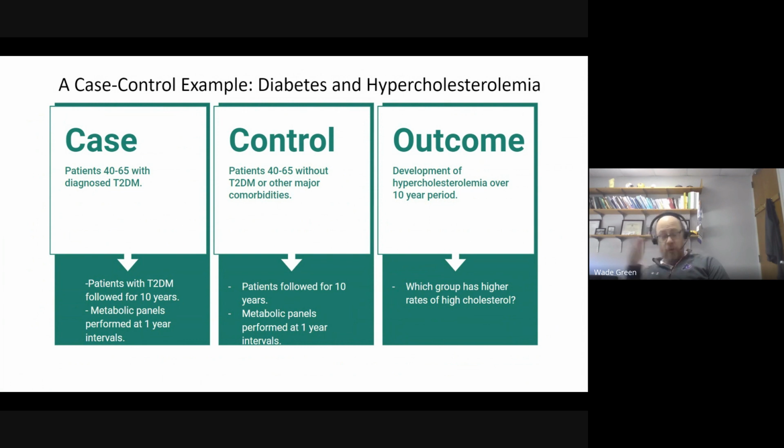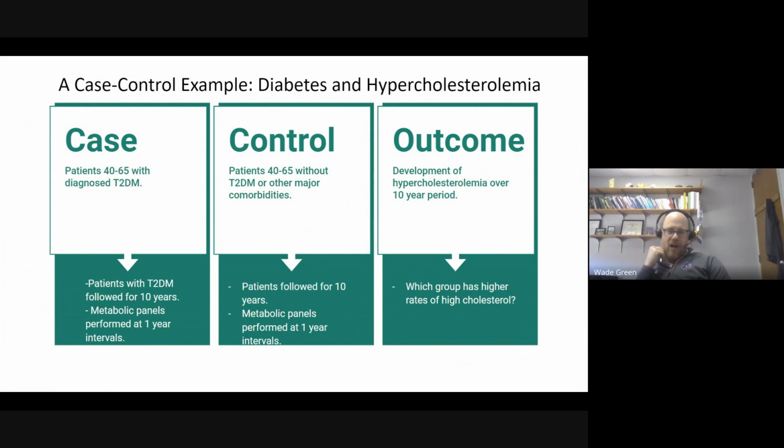This is a longitudinal study, obviously, and we're going to draw blood and do a metabolic panel every single year for 10 years, and assess development of hypercholesterolemia, or high cholesterol, between these groups. Our control group, on the other hand, are those that don't have diabetes: without type 2 diabetes, same age group, and generally don't have any other major comorbidities.